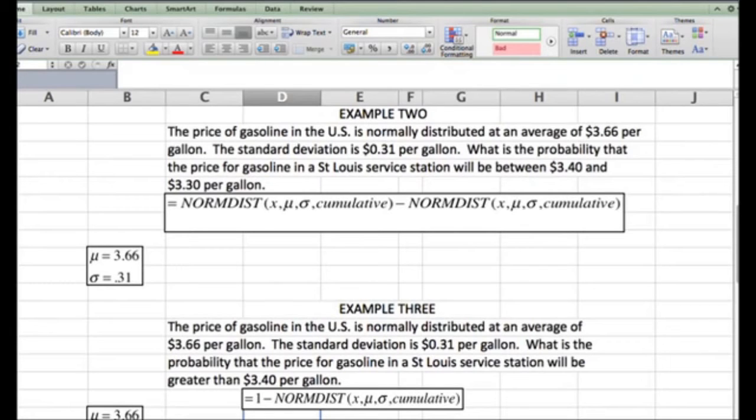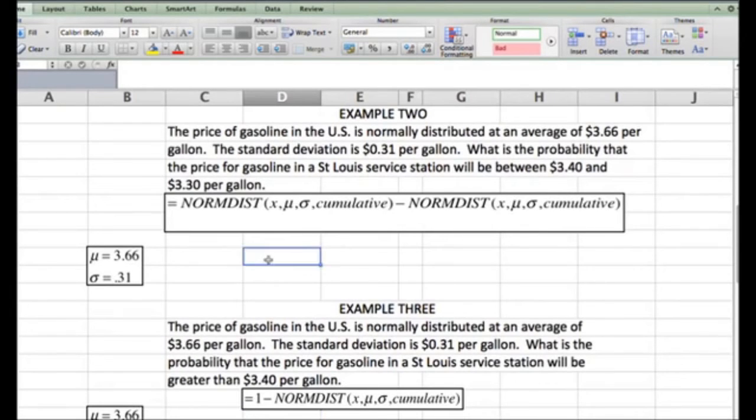The second type of problem that we would use this for is where the numbers in question are between two numbers. We're looking for a probability, in this case, of gasoline selling for between $3.30 and $3.40 per gallon. You can see the way that we're going to do this is to combine our Excel functions, so we're doing it all in one step.